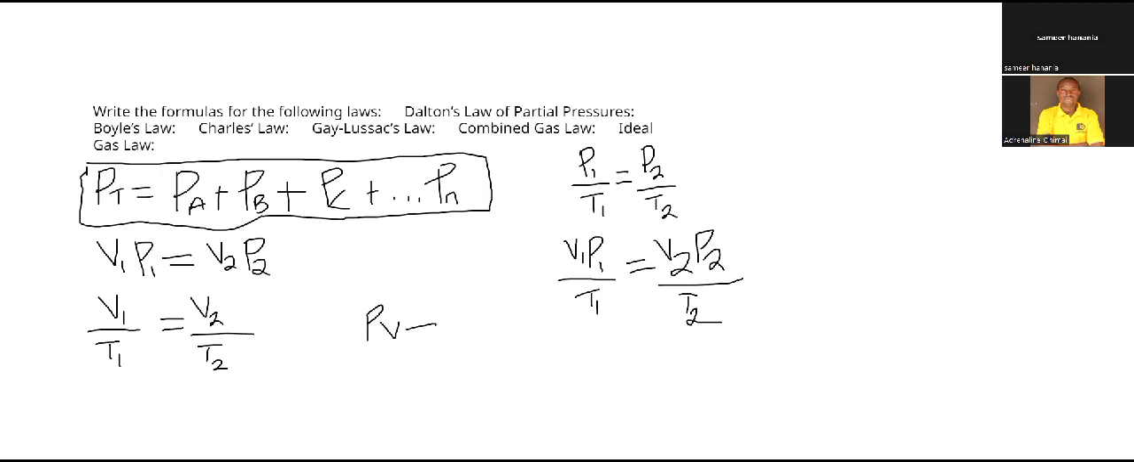Now, for ideal gas law, it is PV is equal to nRT, whereby n here is mass over molar mass. So it can be PV is equal to (m over M) RT. Is that clear now?